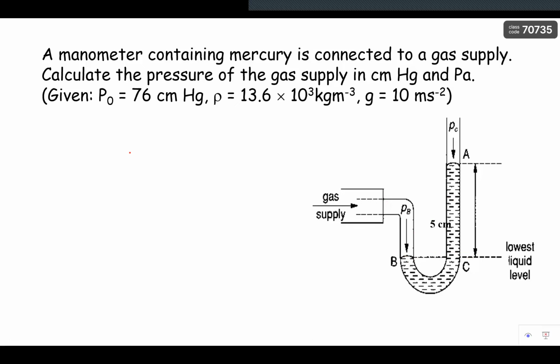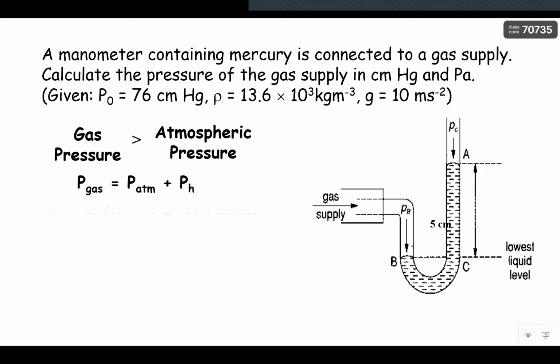The pressure at B equals the pressure at C. And the pressure at B, which is the gas pressure, equals this side at C, which is atmospheric, plus the pressure caused by H, which is 5 cm. So the pressure of the gas, I will sub in my formula, equals atmospheric pressure, which is 76 cm mercury, plus this height of the mercury, which is 5 cm, so it will be 81 cm mercury.